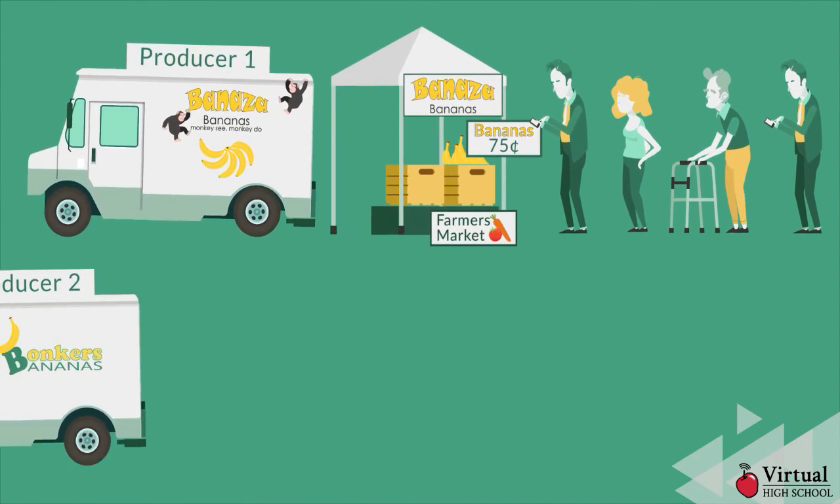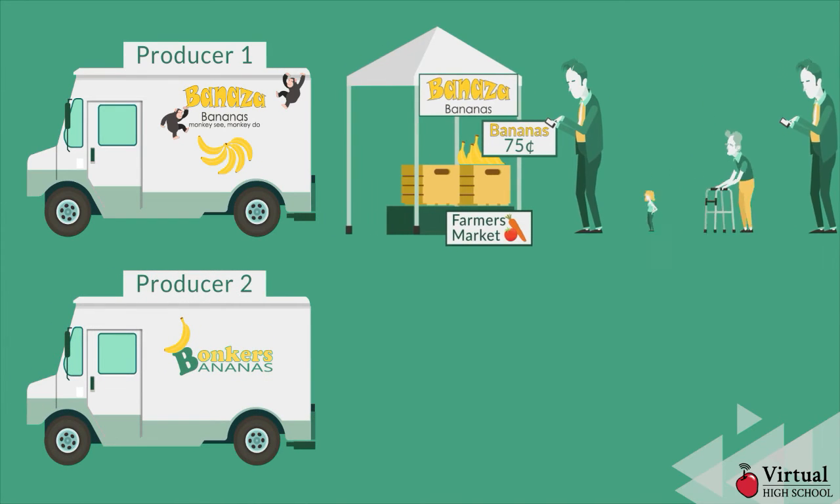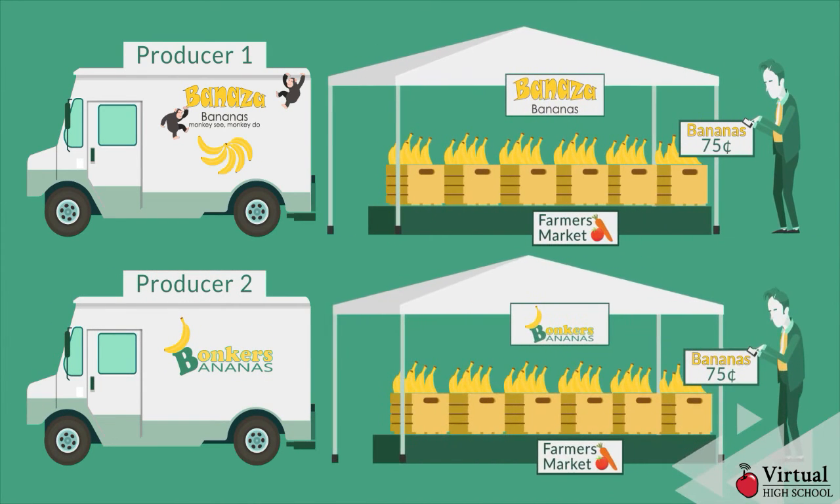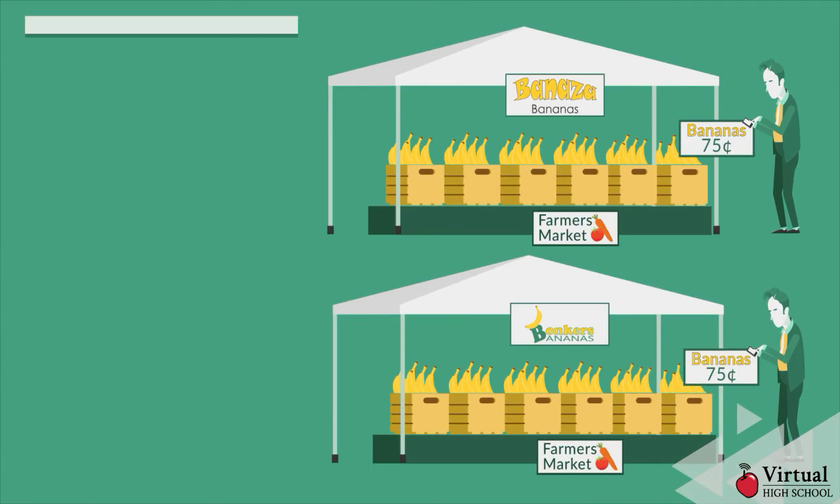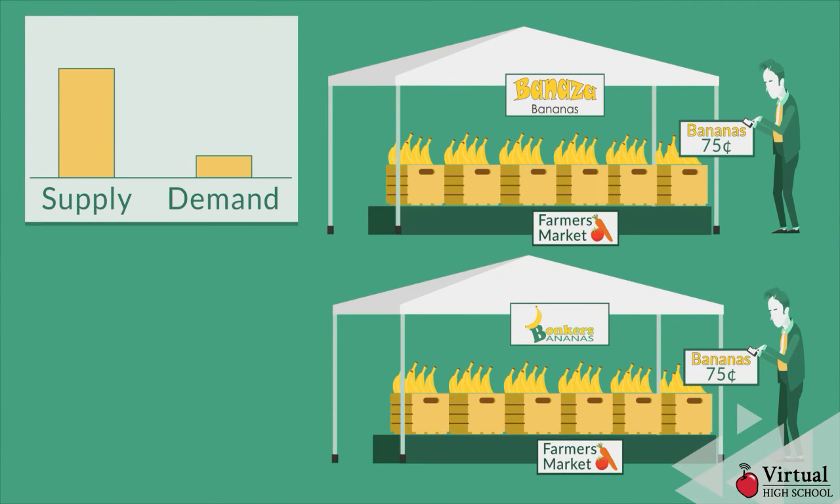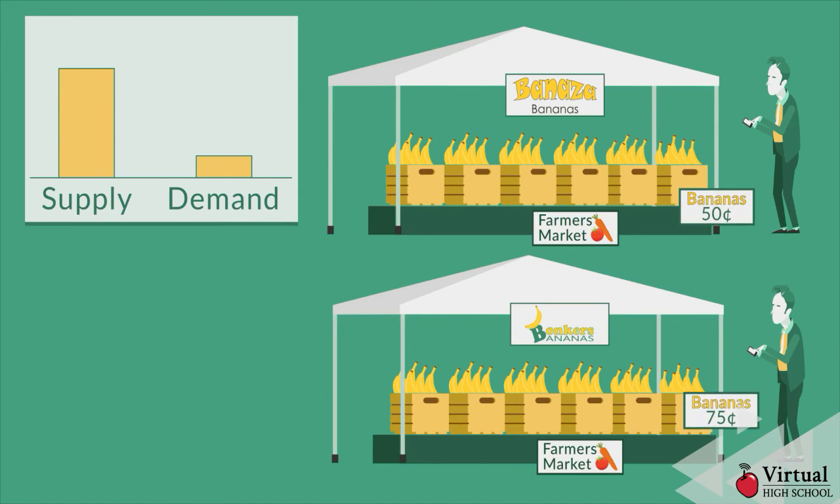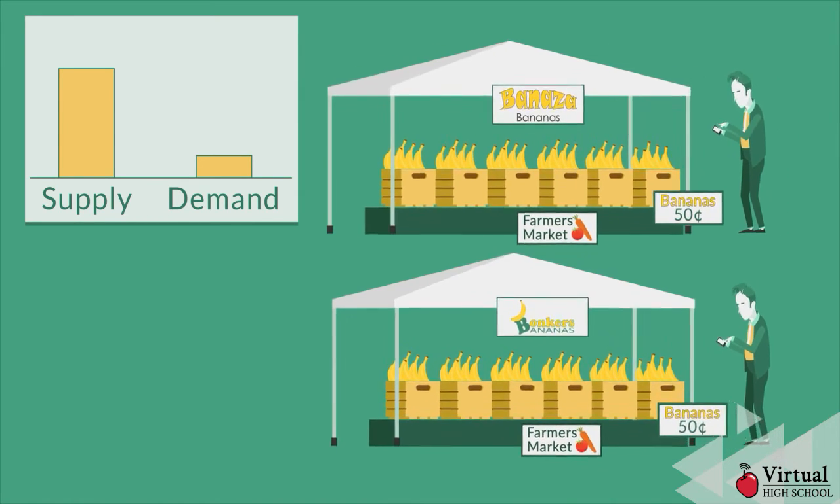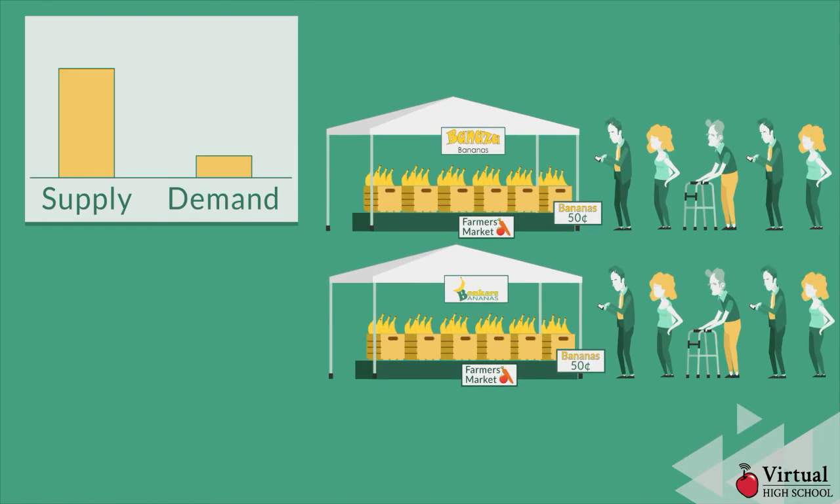What would happen if we added another producer to the situation so that there are two banana sellers? The demand for bananas would be lower than the supply because there would be more bananas available than consumers want. The banana producers may decrease the price of the bananas to entice more consumers to buy their product, thus increasing the demand for bananas.